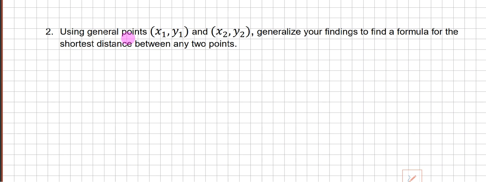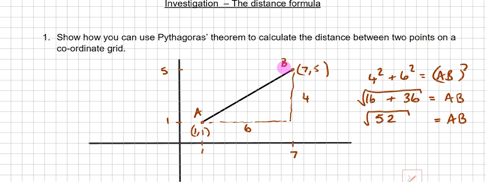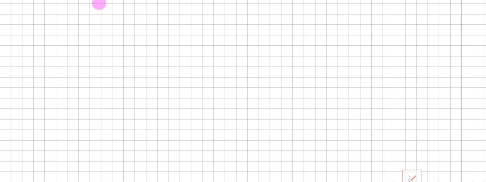This says, using general points x1, y1, x2, y2, generalize your finding to find a formula for the shortest distance between any 2 points. Why shortest distance between any 2 points? Well, that is the shortest distance between any 2 points, a straight line between those 2 points. I don't need to make a big deal of that. I guess what we're getting to, though, is if we take these numbers away, what we get left with is this.